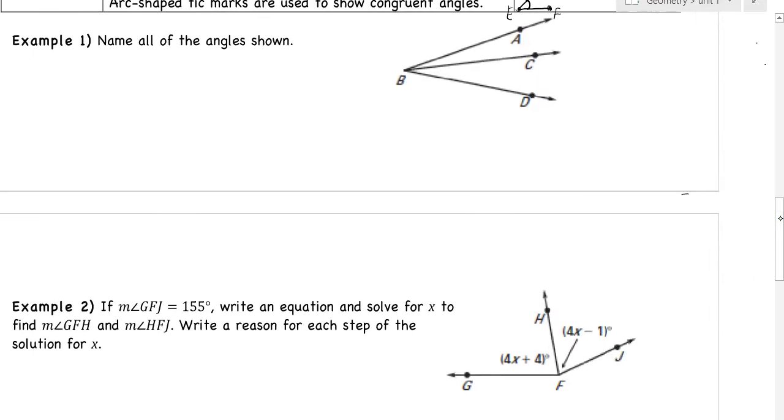Name all of the angles shown. So what angles are over there? Angle ABC, angle CBD, and angle ABD.